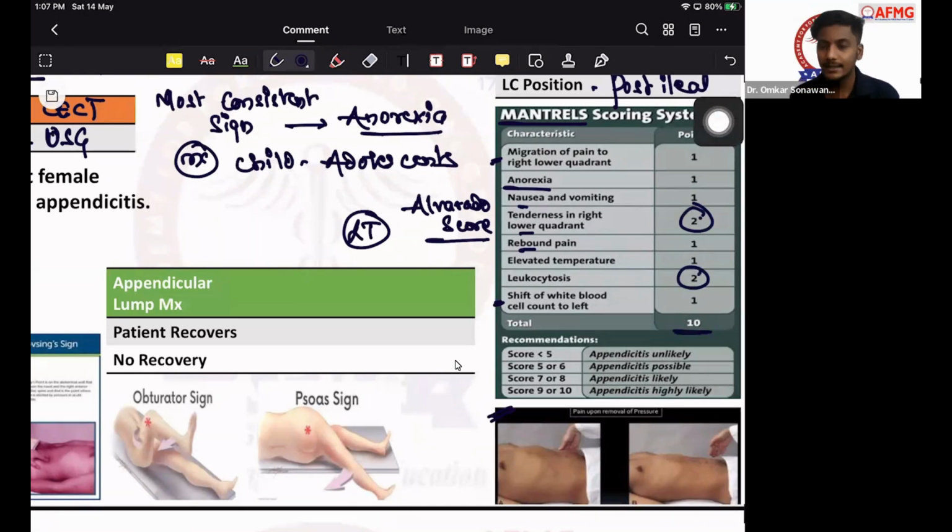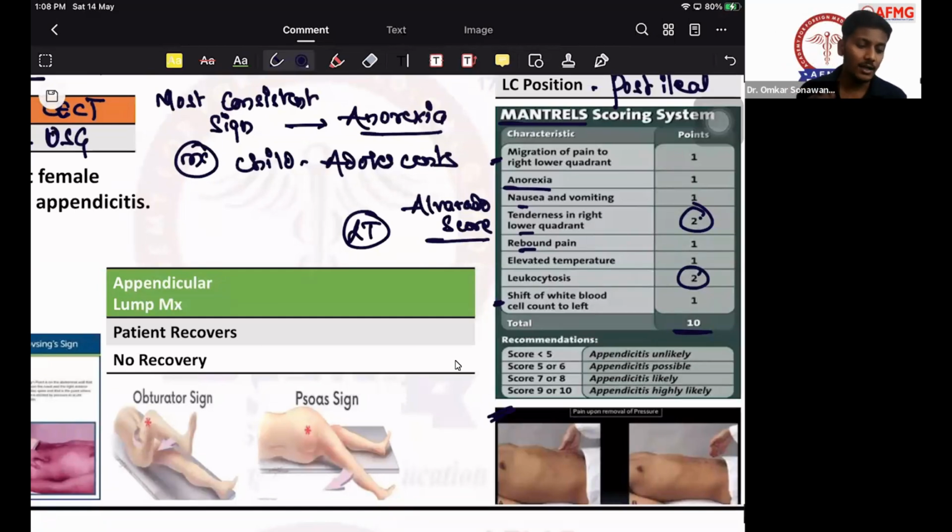If the score is less than 5, then appendicitis is very unlikely. If the score is between 5 to 6, then appendicitis is possible. But if the score is more than 7, then there is a high probability that the patient is suffering from acute appendicitis. Likely appendicitis if the score is more than or equal to 7. Important. Remember this.